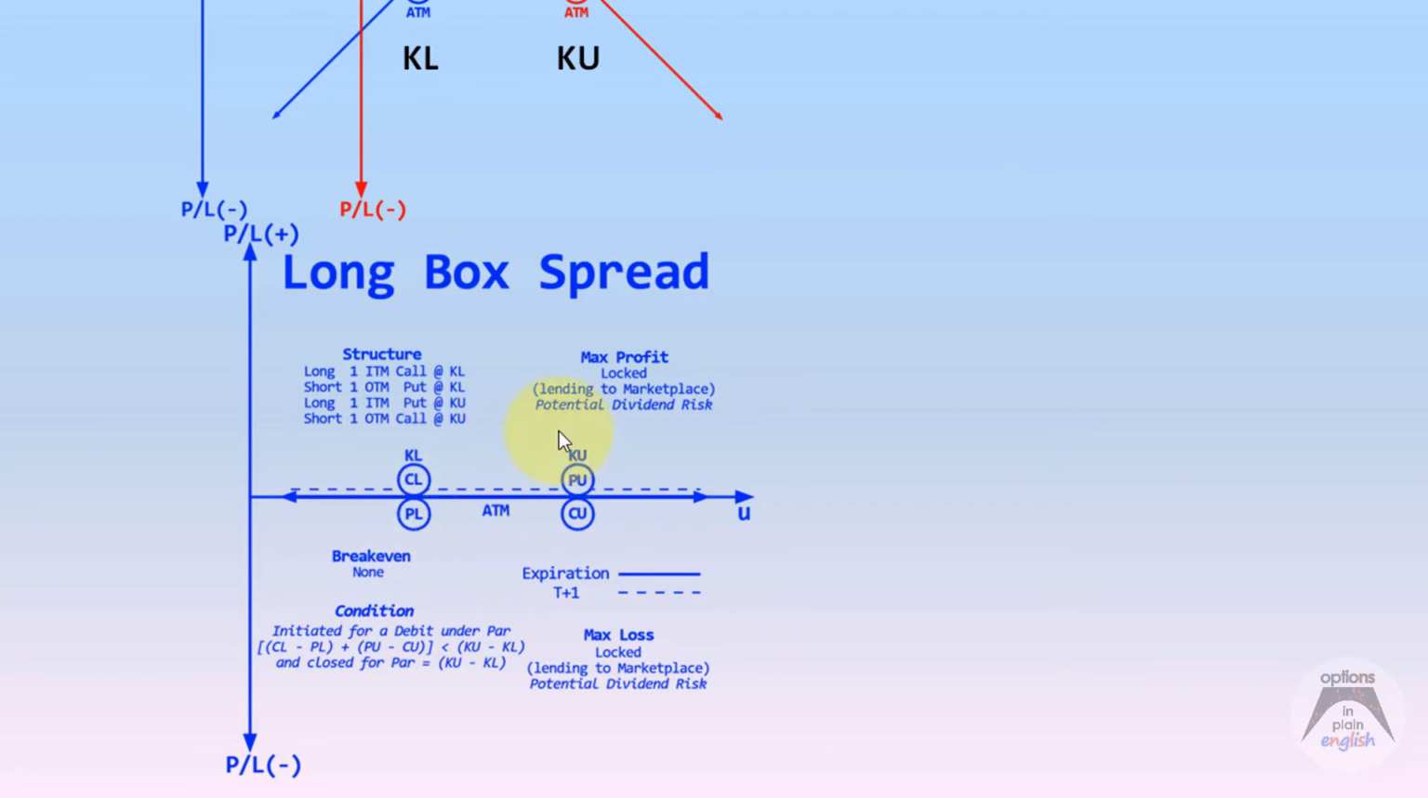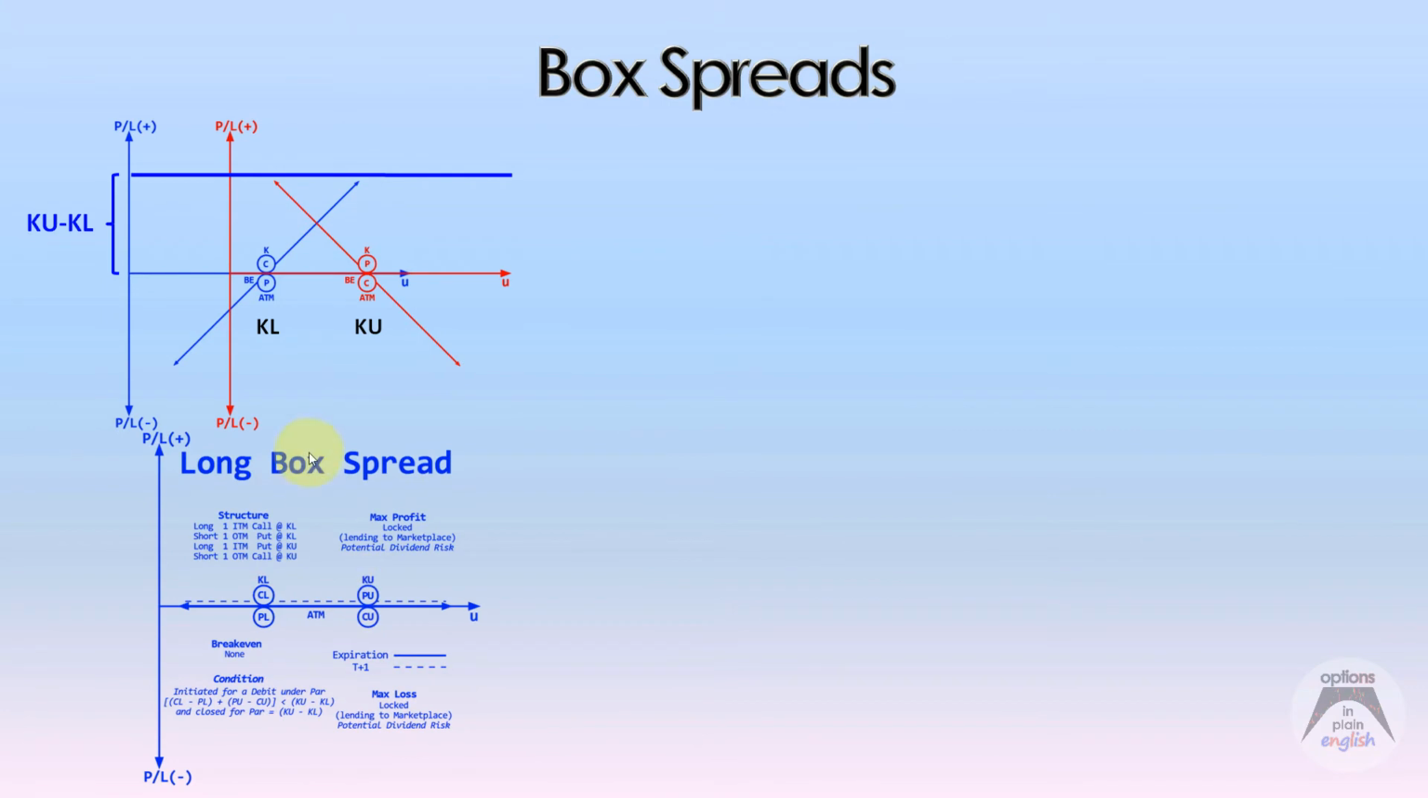If you put all these components together, you're going to have a line very similar to this. So for the profit and loss, let's think of an example to see what this value could be. Let's say that the strike price KL is 90, and KU is 100.